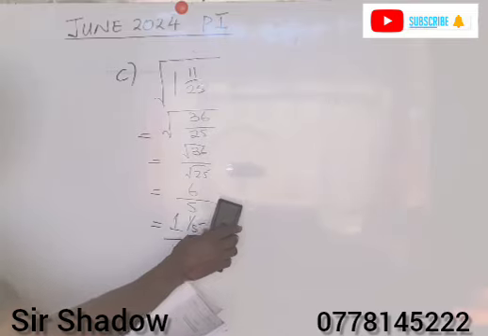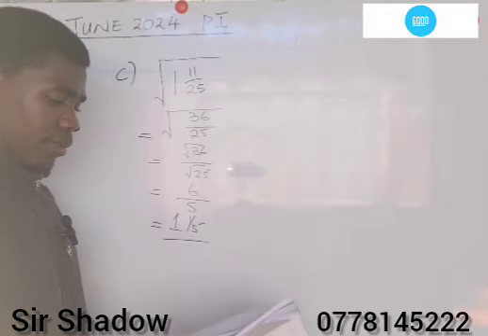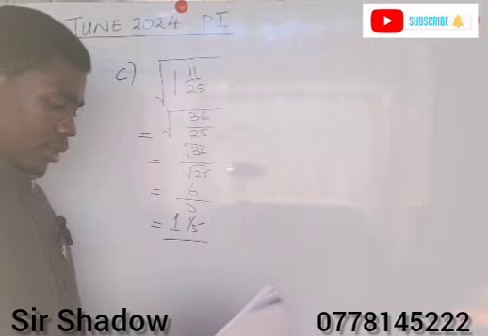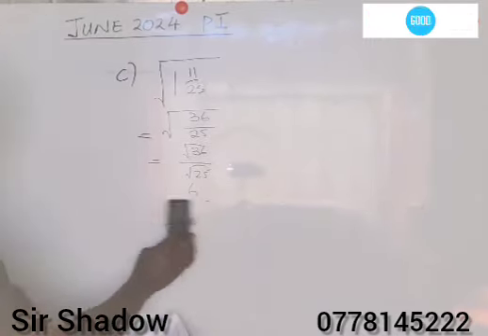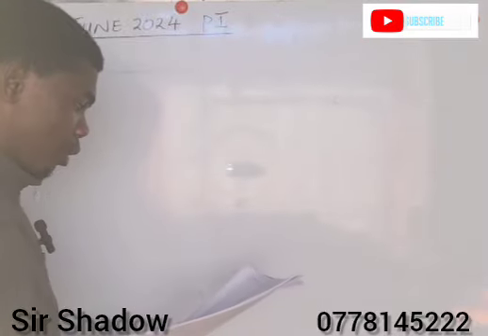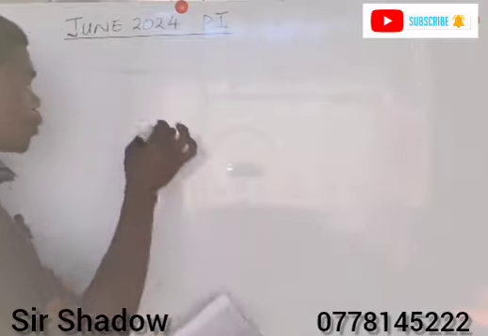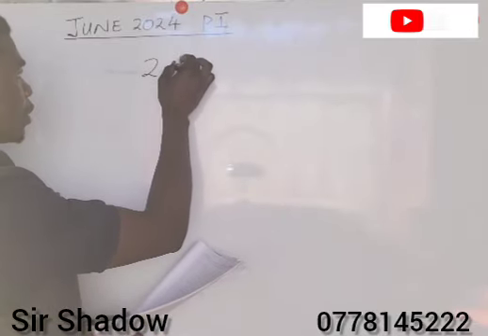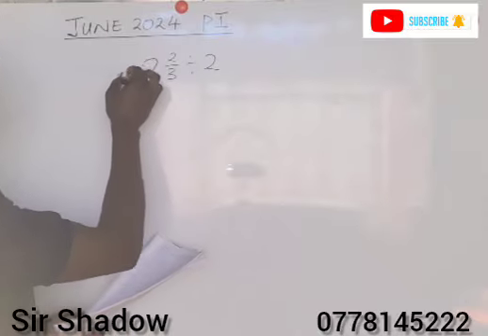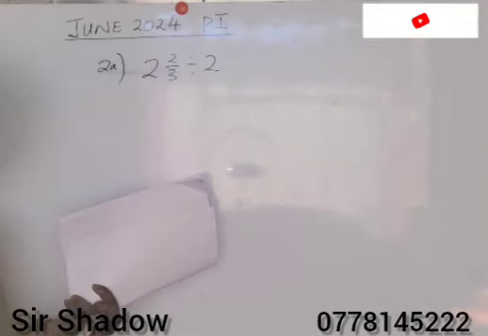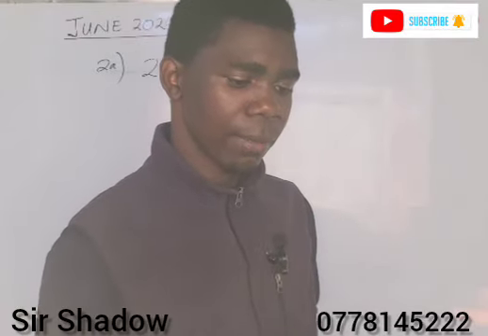Let's move on to question number 2. Question number 2 reads: simplify 2 wholes 2 over 3 divided by 2, which is question 2a. We want to simplify this given question.